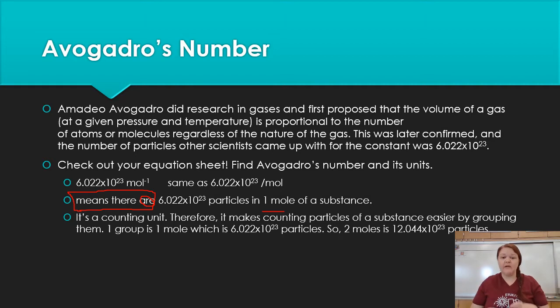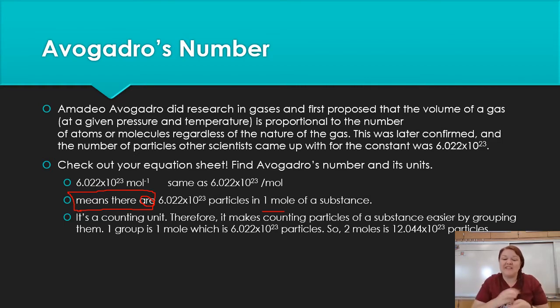So it's a counting unit. It's a way to take something, to count particles of a substance easier by grouping them. So one group we're calling a mole, and in that group there are 6.022 times 10 to the 23rd particles. So if we had 2 moles, that would be 2 groups. Each one would have that same amount, so we'd have a total of 12.044 times 10 to the 23rd particles. Okay, if we had 3 groups, 3 moles, we'd have 3 times that amount, right? So each group has the same number of particles.